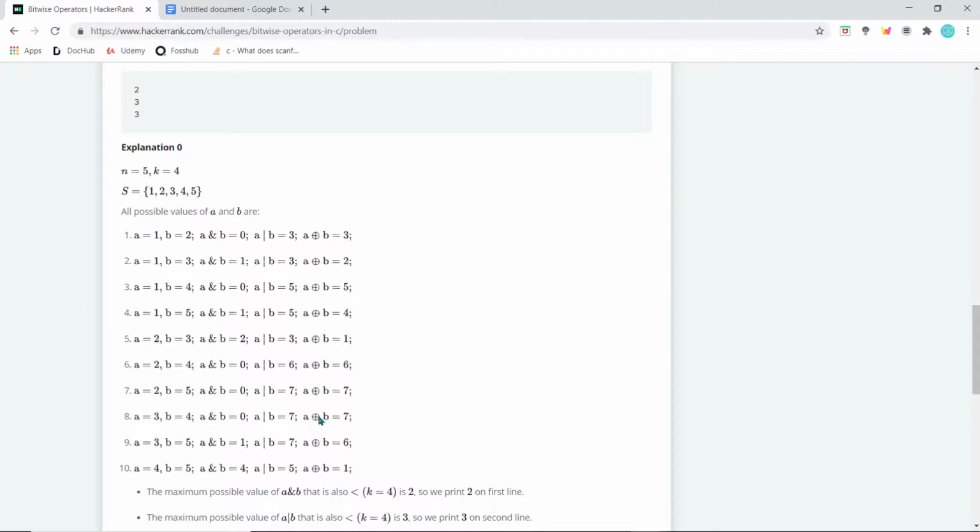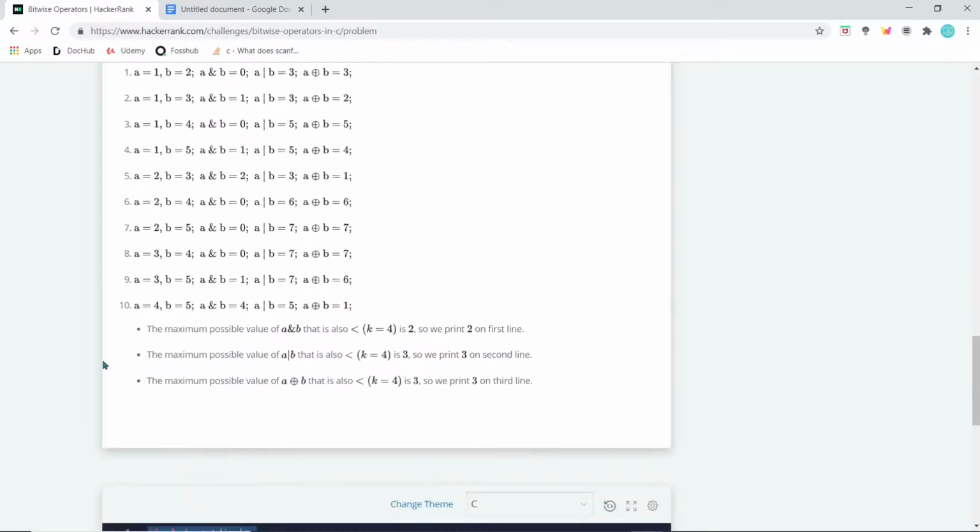4. All of these will be discarded since they are either greater than or equal to 4, which we do not want. So the next highest value is 3. Okay, the next highest value is 3, and it is also less than 4, so 3 will be printed. So first we have 2, then we have 3, then we have 3. Right, here it is written the same thing.